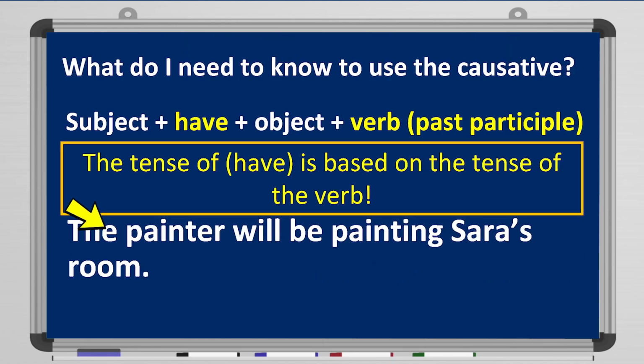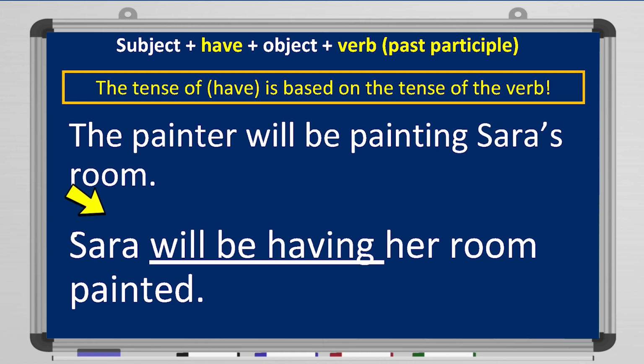Let's look at one more example with the tense changing. The painter will be painting. What will the answer be? Sarah will be having her room painted. Notice how it works. It's just a matter of mirroring the examples.